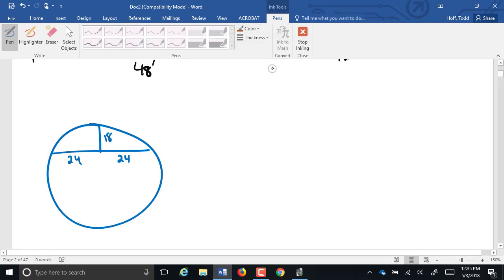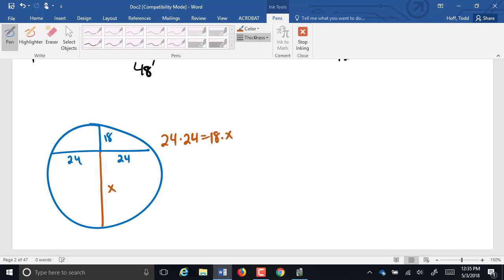So what we're going to be able to find from that is this distance, which we'll call x. How do we find x? Perfect. 24 times 24 equals 18 times x. So 24 times 24 divided by 18 is 32. Is that right? So x is 32.